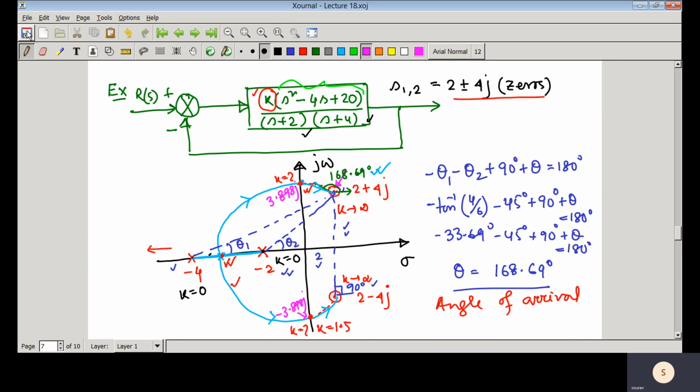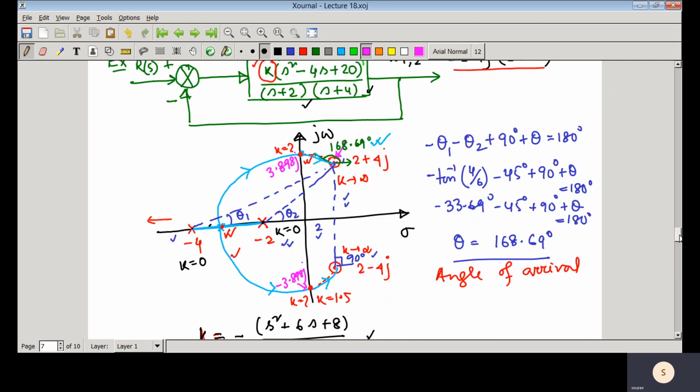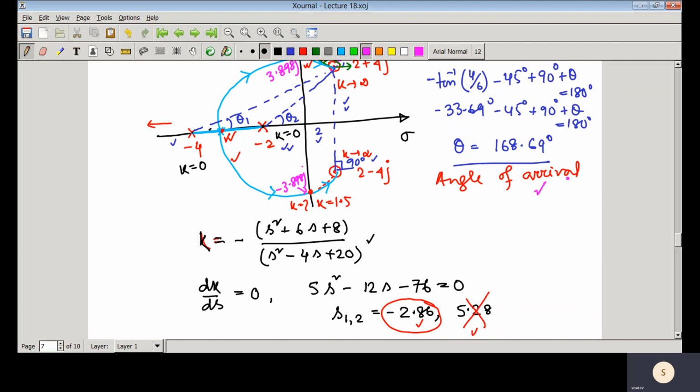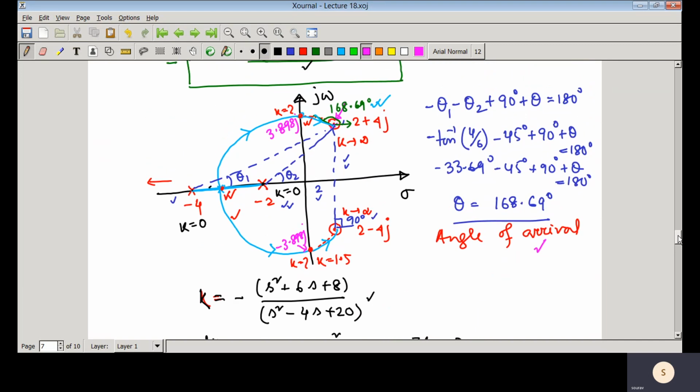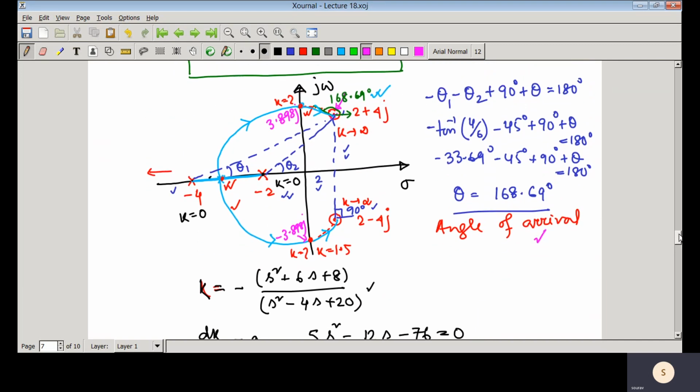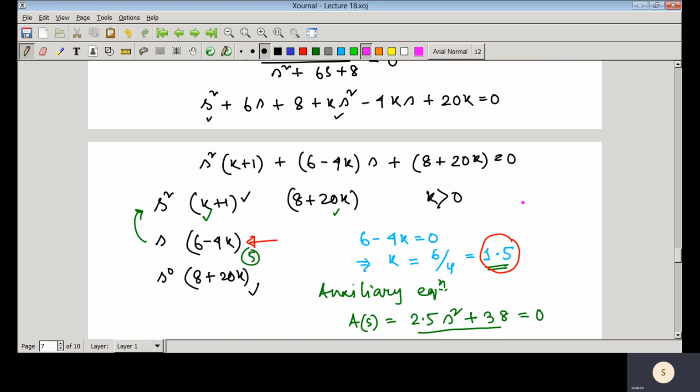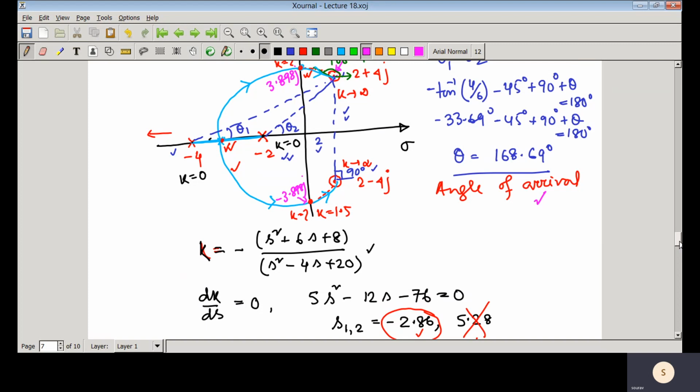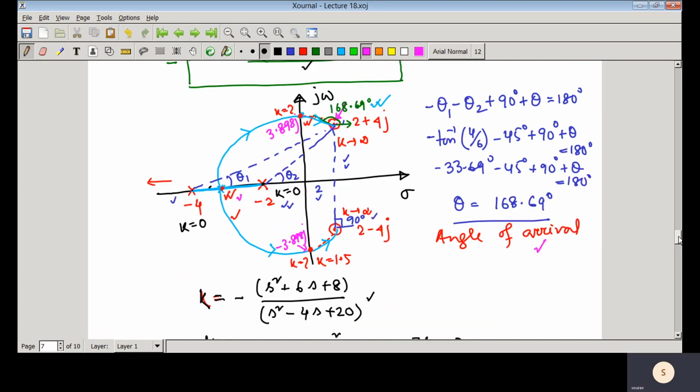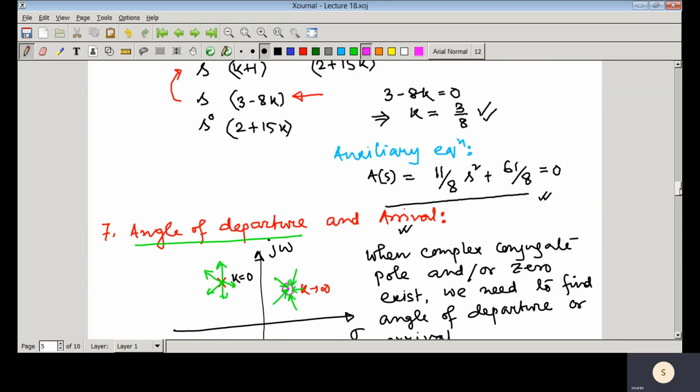So in this particular example, what we have seen is that the system has imaginary complex conjugate zeros, so we can find the angle of arrival. Here we have calculated at what point and what value of k it crosses the imaginary axis. We got it by applying the Routh-Hurwitz criterion, and here we have also calculated the breakaway point just by taking the derivative. So these are the 7 rules that we have discussed.